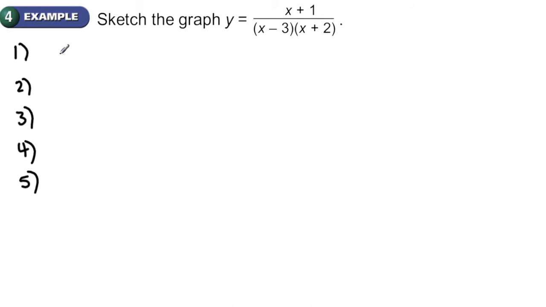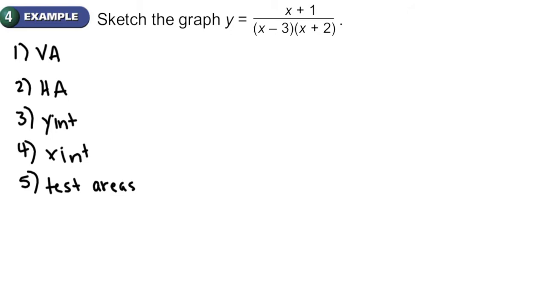The first thing we want to do is find the VA, the vertical asymptote. Then we want to find the horizontal asymptote. Then we want to find the y-intercept, the x-intercept, and then test areas. All right, the vertical asymptote is where your denominator equals 0. So that is going to be at x is 3 and x is -2.